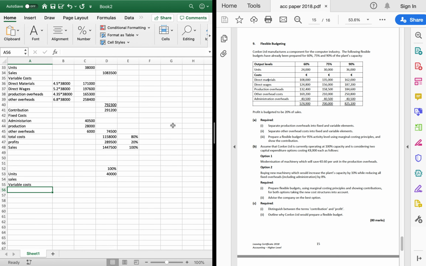Anyway, there's two options. Modernizing machinery will save 60 cents per unit in the production overhead. So you could write out all of these again and just take 60 cents off the production overhead if you wanted. That's the way I'm going to do it because it's the way the marking scheme does it. You could do it really quick, by adding up 4.5 plus 5.2 plus 4.35 plus 6.8 and then taking away 60 cents, and then multiplying whatever answer you got by 40,000. That will give you the total variable cost. I'm not sure if the correctors would be too impressed with you for doing that, so we'll keep all the costs separate.